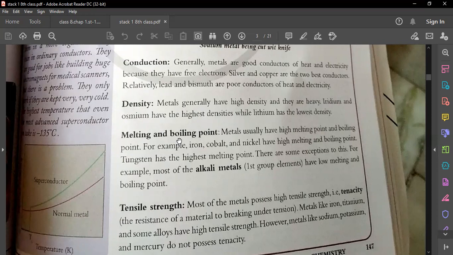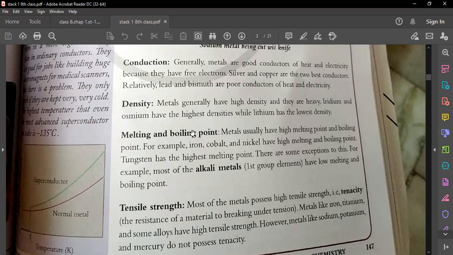Yes, sir. If you take metals, they have both a high melting point as well as a high boiling point. Among these metals, which one has the highest melting point? Tungsten. Where will you use tungsten? In light bulbs. In the olden days, you can see bulb filaments, right? So there we use tungsten as a bulb filament.